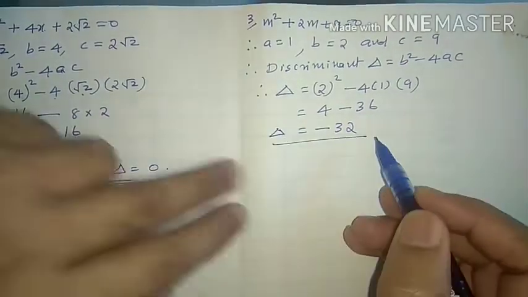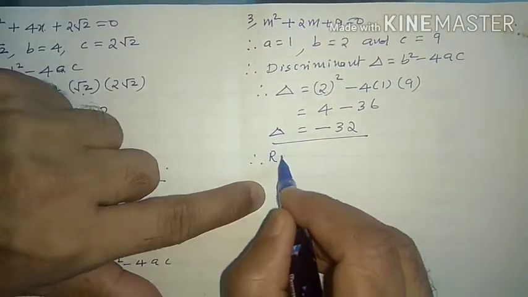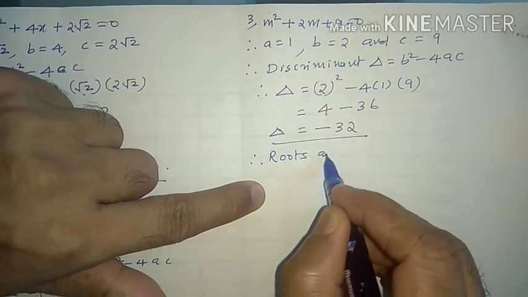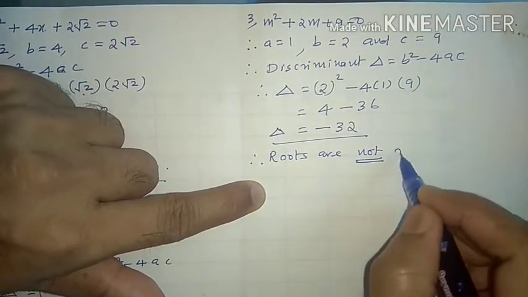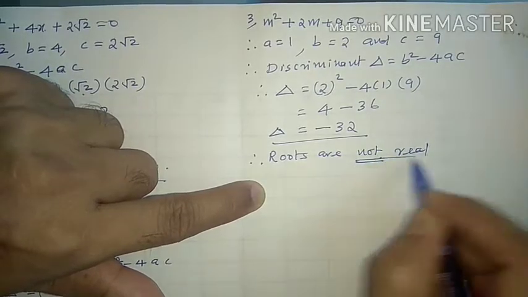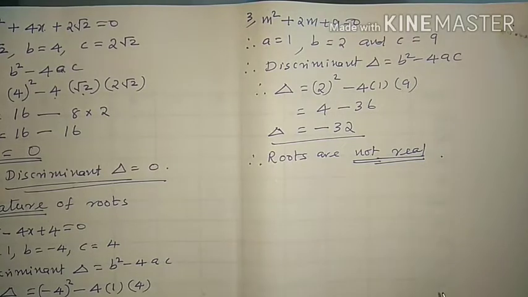Discriminant is negative. Then what information are we getting? Then roots are not real. Roots are not real because we are getting the discriminant value as negative.